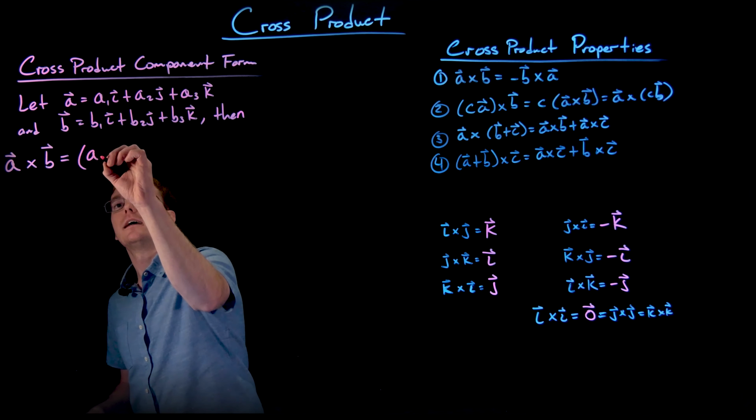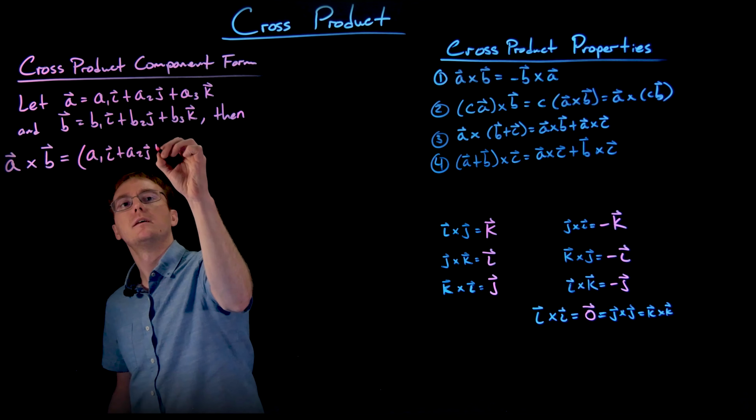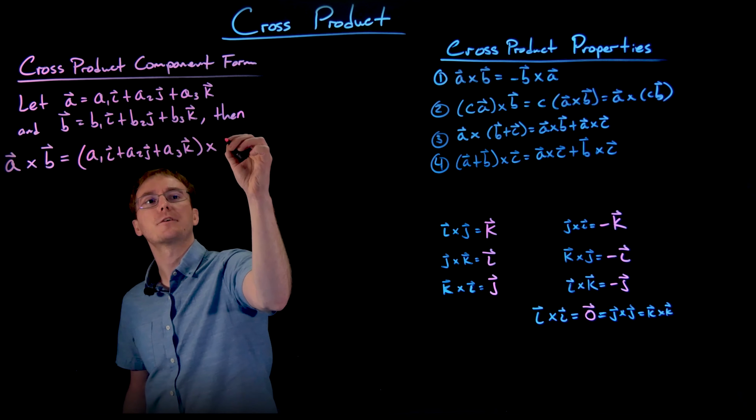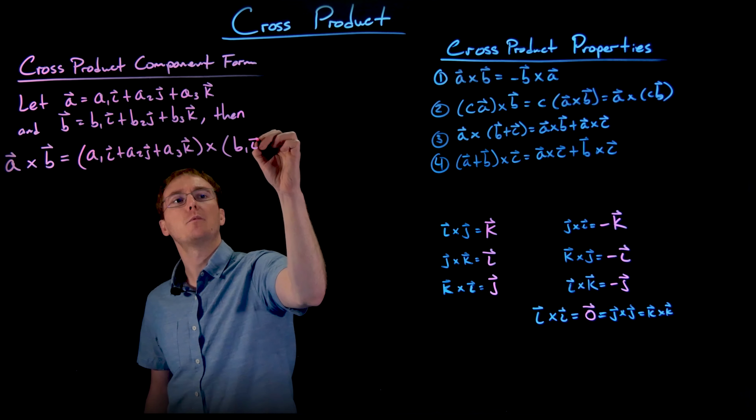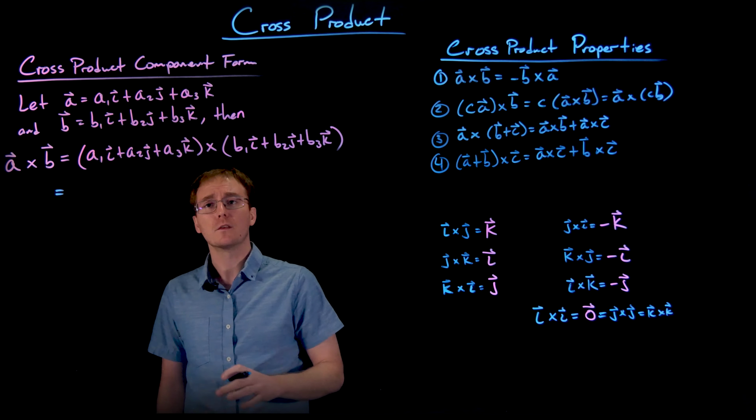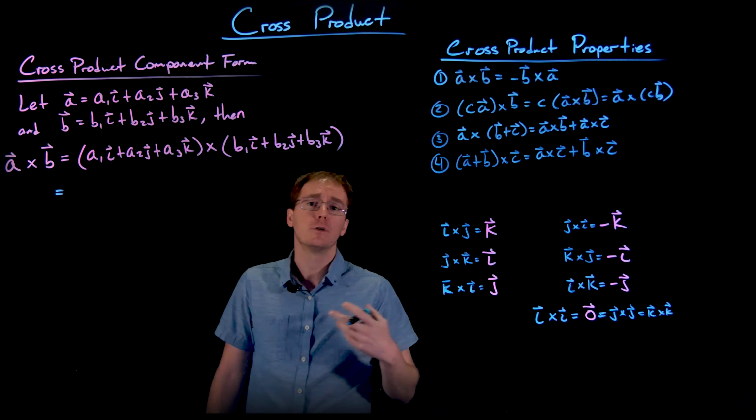So we're going to have a1 i plus a2 j plus a3 k. That's our first vector, and we're going to cross that with our second vector, which has components of b1 i plus b2 j plus b3 k. Okay, so how do we get started in evaluating and simplifying this cross product formula and figuring out a shortcut for doing all this with just the components a1, a2, a3, and b1, b2, and b3?